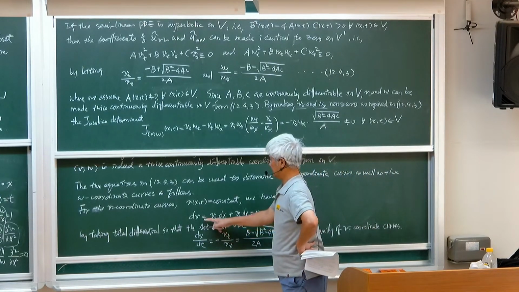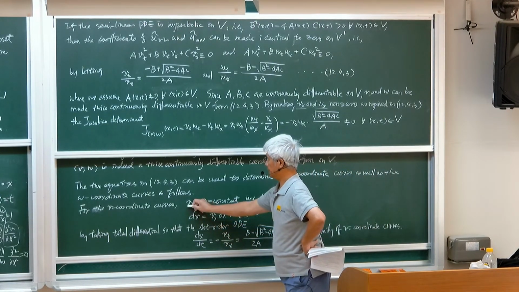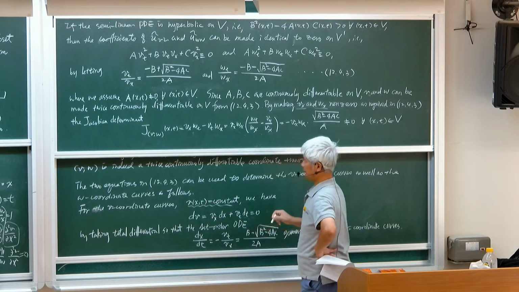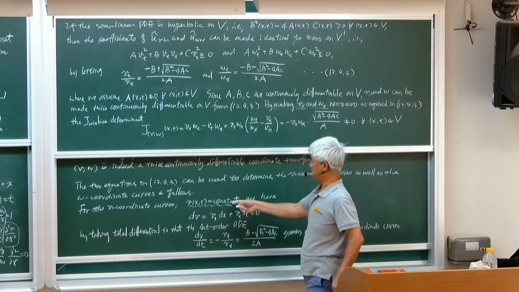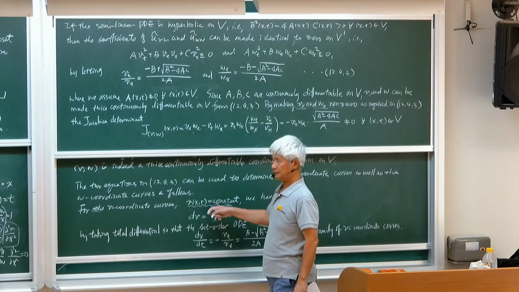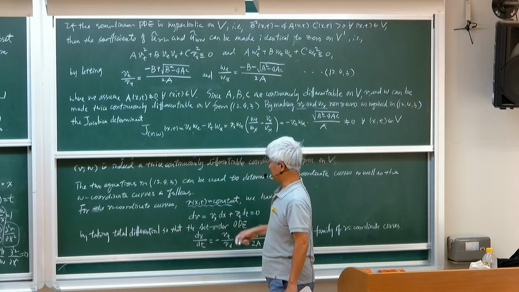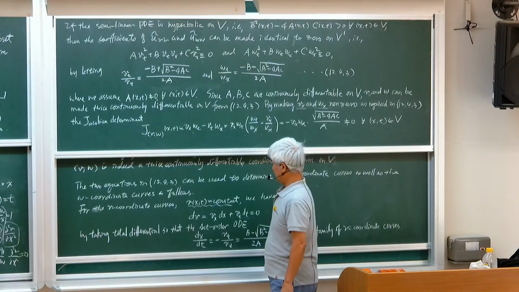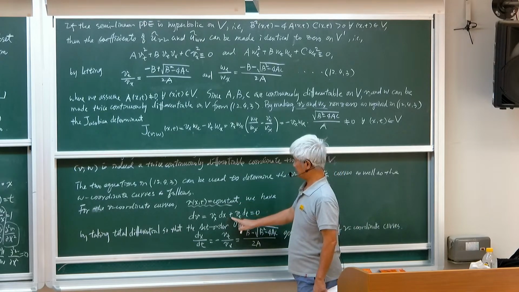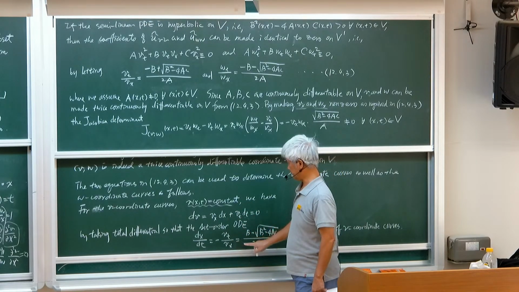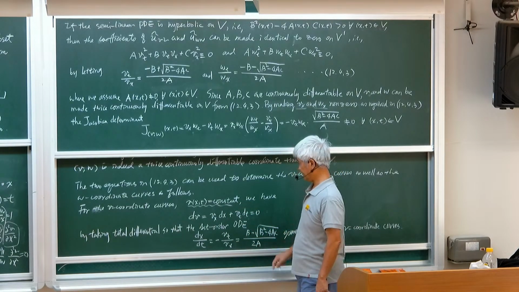So because the coordinate curves must satisfy an equation like that, you have the coordinate curves. And from this total differential, you get the differential equations.